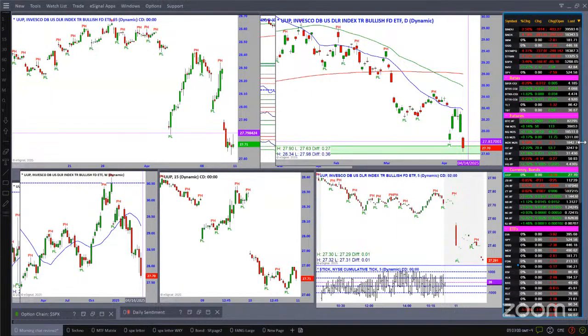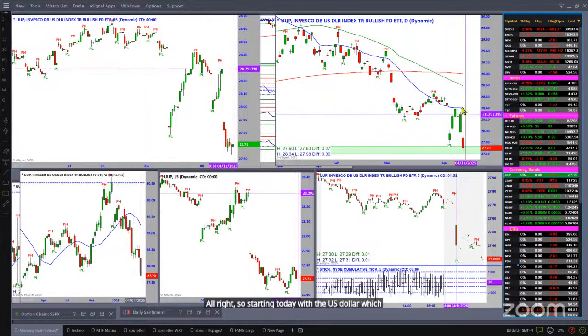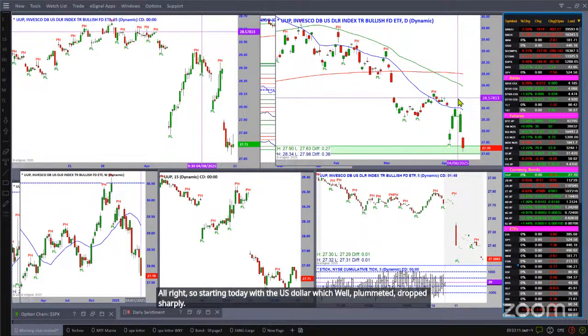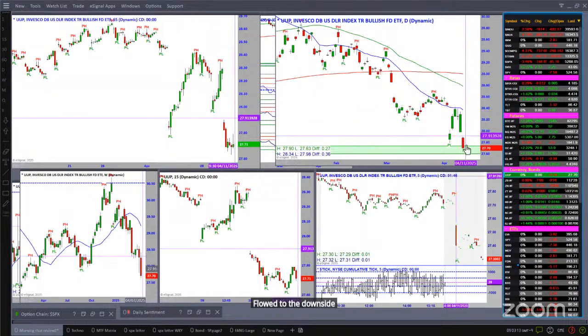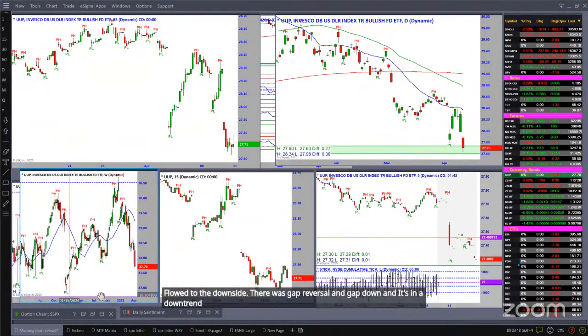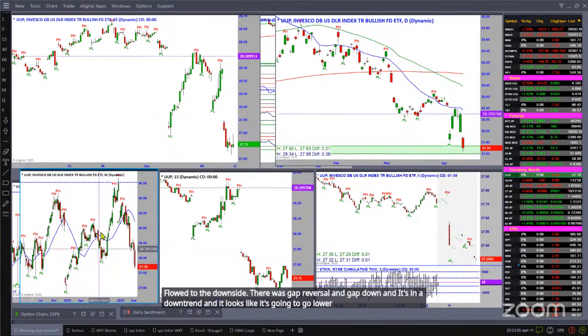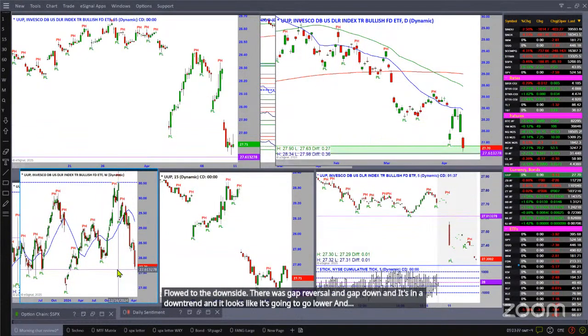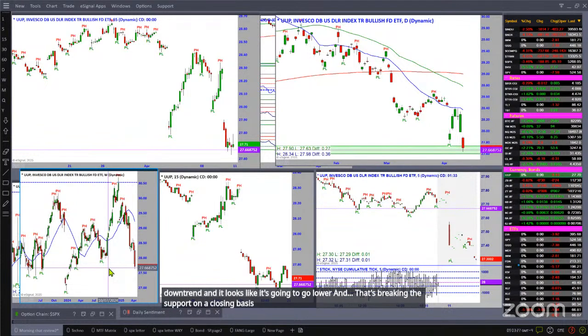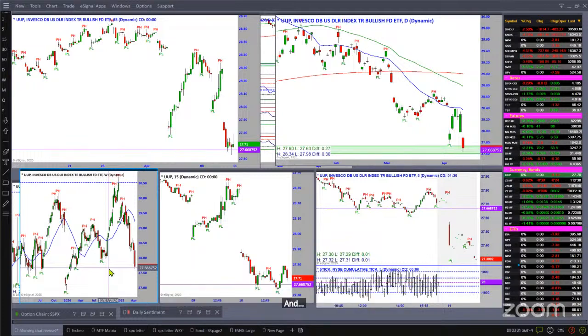All right, so starting today with the US dollar, which plummeted, dropped sharply, flowed to the downside. There was a gap reversal and gap down, and it's in a downtrend, and it looks like it's going to go lower. And it's breaking the support on a closing basis. We'll see where it closes the week. Dollar going down.